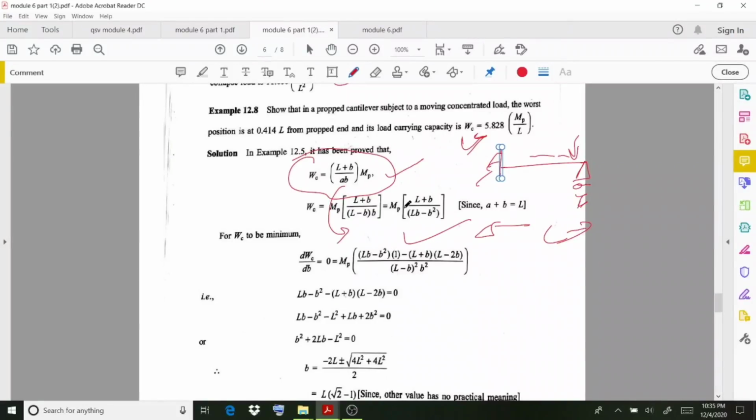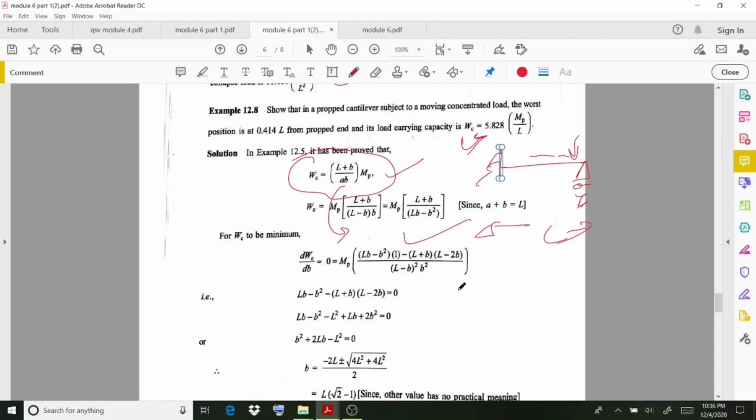So that's the case. Our aim is to calculate the collapse load value Wc to be minimum. For that also we take the derivative. With respect to B we are taking the derivative, since all the terms are in B. So you can take the derivative with respect to B, and it is going to be equal to 0. And in this case you are going to take the square.